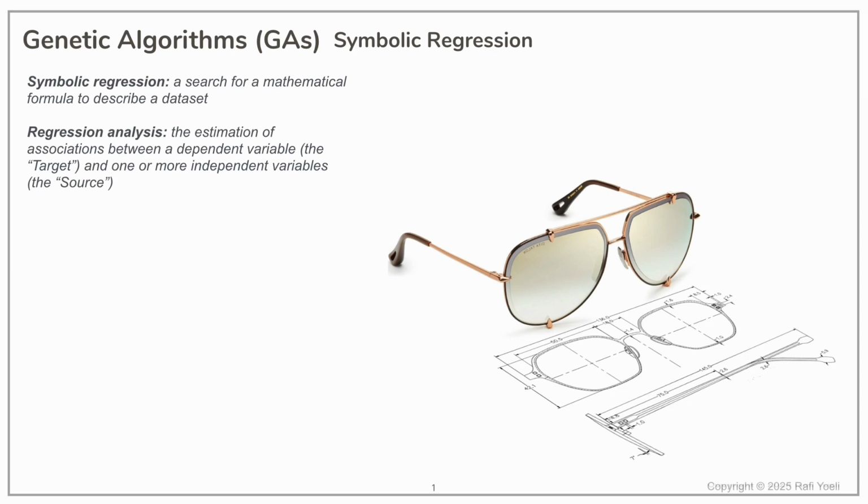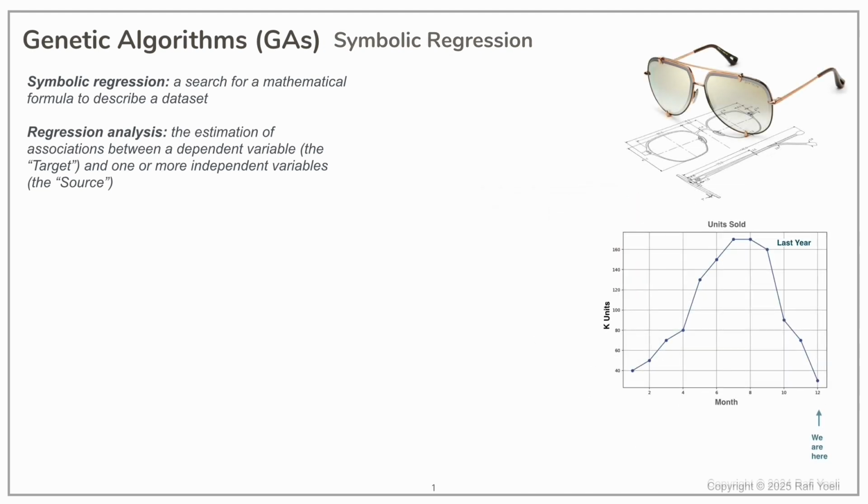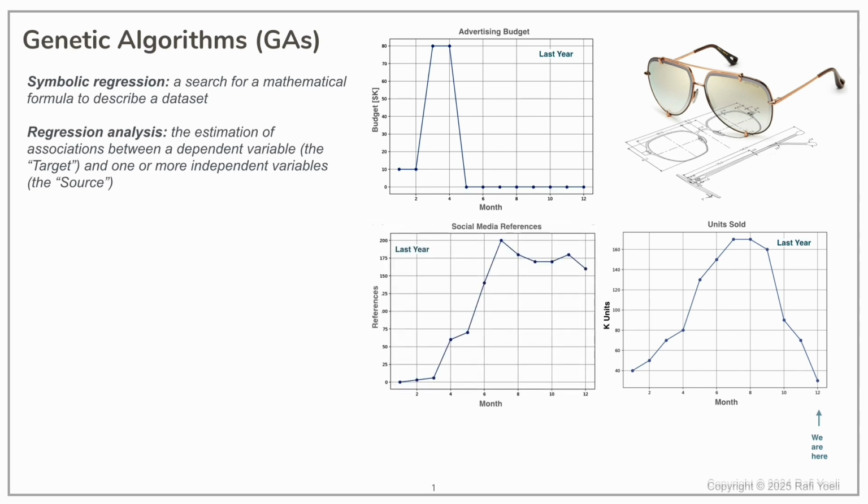We have historical data tracking monthly unit sales alongside two potential influencing factors: social media references, and advertising budget. Symbolic regression is a type of machine learning that searches for mathematical formulas to describe relationships in data. It is based on the genetic algorithms AI tool. Unlike neural networks, symbolic regression discovers interpretable formulas that can be enhanced with domain expertise and heuristics, creating models that blend computational discovery with human knowledge to prevent unrealistic predictions.